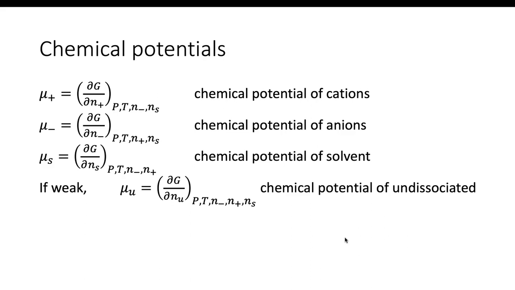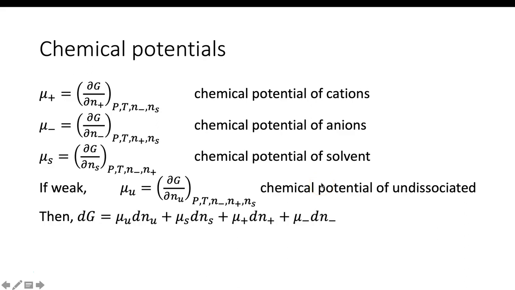All right, so let's set up. If we want to know the thermodynamics, we need to know the chemical potentials of all of the components. So in this case, we have the chemical potential of the cation is just the partial molar Gibbs free energy of the cation holding everything else constant, the anion and the solvent, and then if it were weak, it would be the undissociated, which we would have to add a fifth term in all of these partial derivatives. Okay, so the chemical potentials of all of the components.